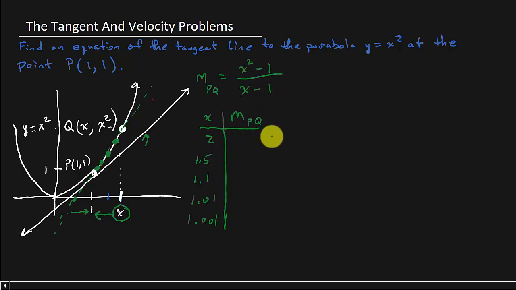So I'll just do the first one for you. In this case, when x is 2, I'm going to plug the 2 in for x. So that's 2 squared minus 1 over 2 minus 1, which is 3. And so that would give me a slope of 3. And then I'll do that for each problem. For each x value, I'll plug into here and calculate the slope. And I'm going to go ahead and write them down. I think you can do that.